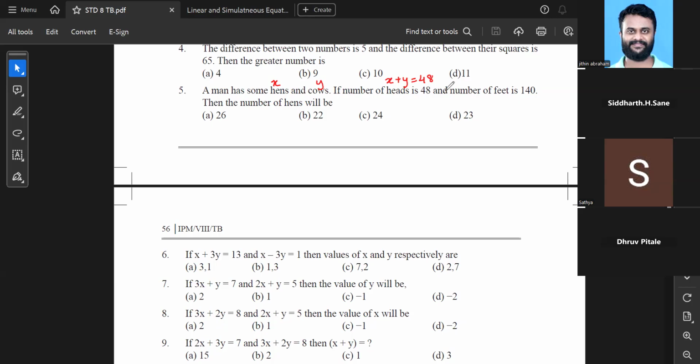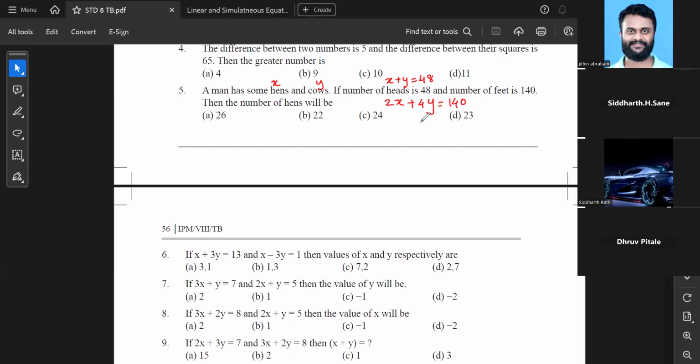Now it's time to figure out the second equation. What does the second equation say? The number of feet is 140. Now hen, कितने feet हैं उनके? Two. So जितने भी hen हैं उनके 2 feet. So 2 multiplied by x, plus a cow has 4 legs, so 4y. The cows have 4 feet. The total is 140 feet. So 2x plus 4y equals 140, and this is your second equation.